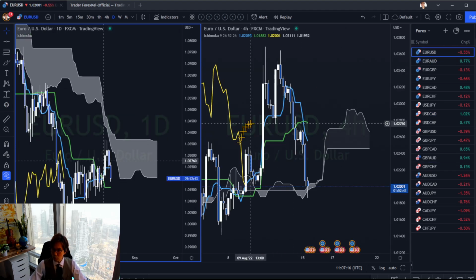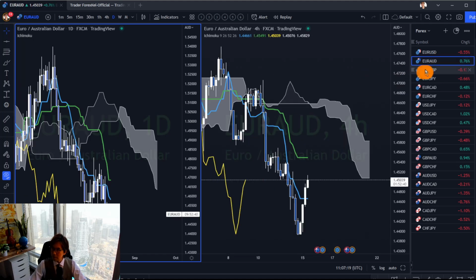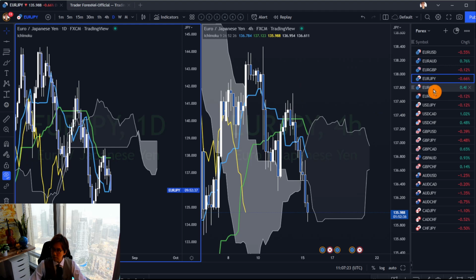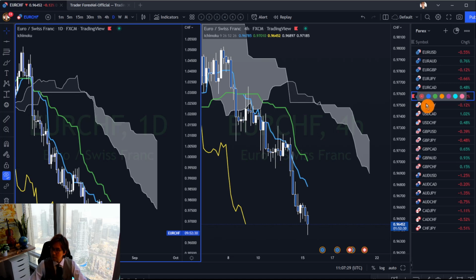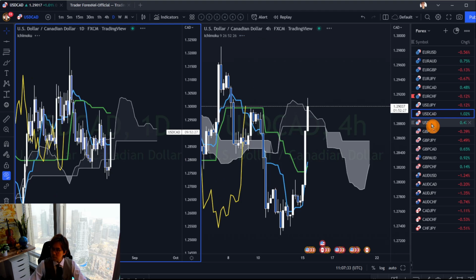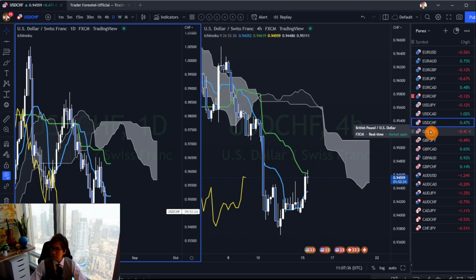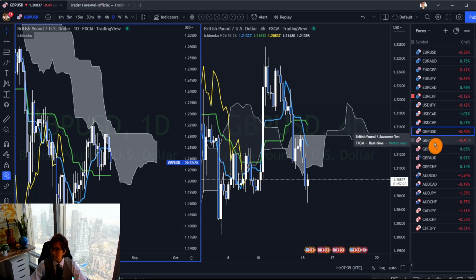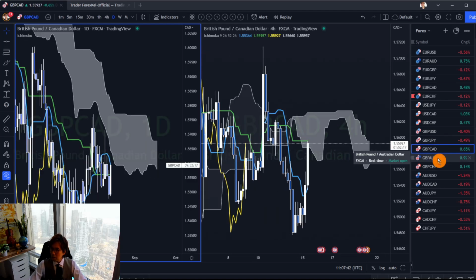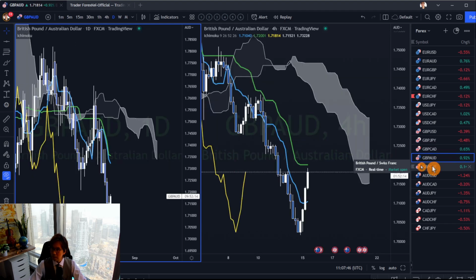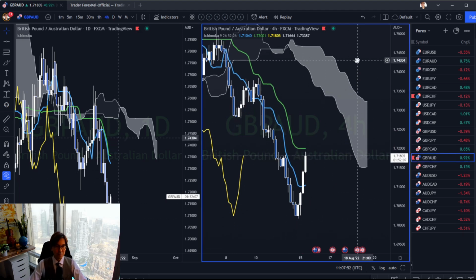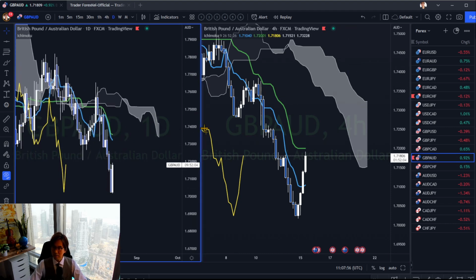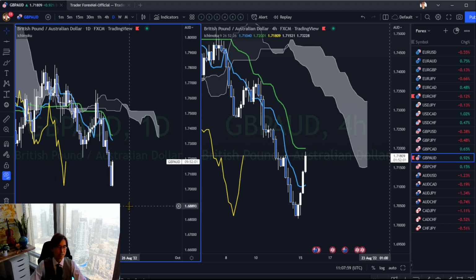So let me first start. Euro USD is flat, Euro AUD is also flat, Euro Pound is also flat, Euro JPY is flat, Euro CAD is also flat, Euro Swiss franc is down, USD JPY is flat on both time frames, USD CAD is flat, USD Swiss franc is flat, Pound USD is flat also, Pound JPY is also flat, Pound CAD is also flat, Pound AUD is down in the daily, but it's retracing back so heavily, so we might not be able to confirm downtrend in the mid time frames, but this is down on the daily, so it may be going down within today.